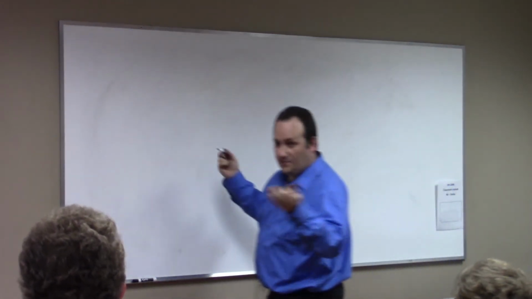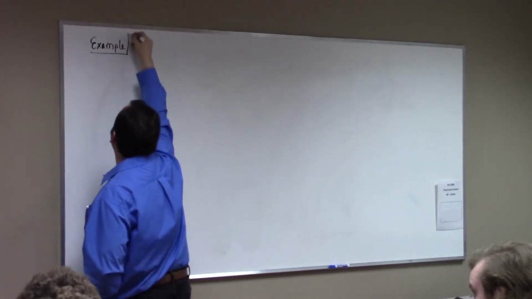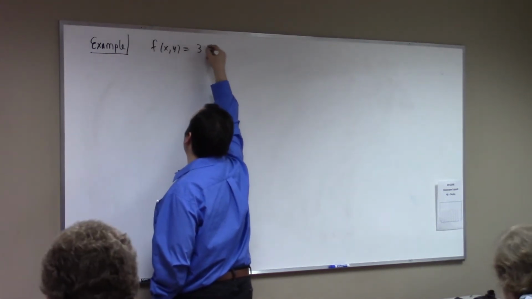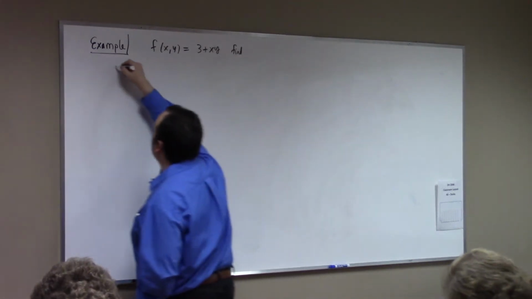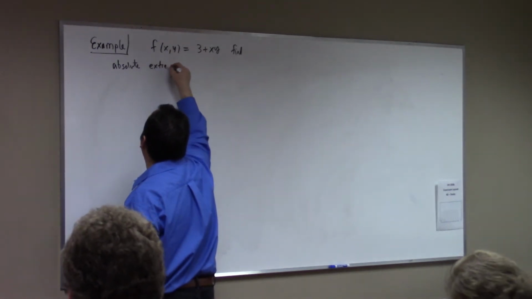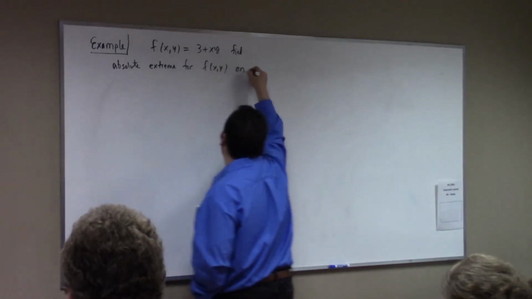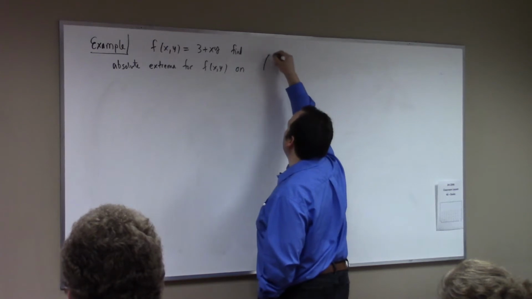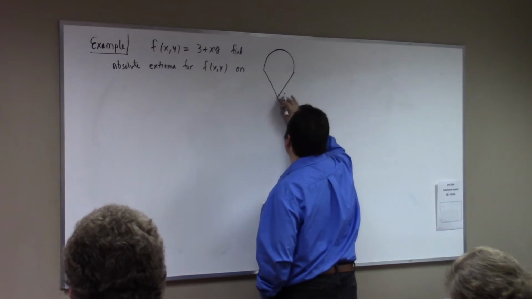Okay, so example. Suppose we're looking at f of x,y, and let's do this 3 plus xy function again, right? But let's find the absolute extrema for f of x,y on, let's make it interesting, like a snow cone. Whee! On this shape.